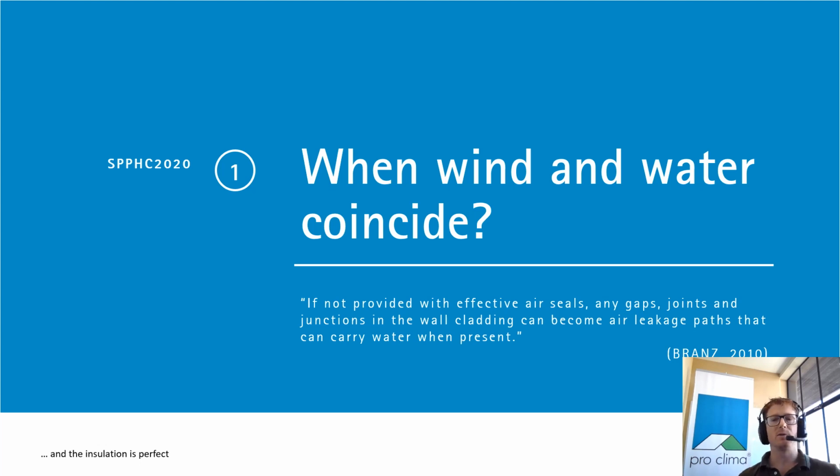So what happens when we have wind and water at the same time? What happens when they coincide? Basically, BRANZ highlighted this back in 2010. A lot of research has been done on weatherproofing of buildings, and they said if not provided with effective air seals, any gaps, joints and junctions in the wall cladding can become air leakage paths that can carry water when present. So it's that coincidence of the wind pressure and small air leakage paths that entrain water through the cladding and/or through the weather-resistive barrier and into the actual insulated structure, and that's not what we want to happen.